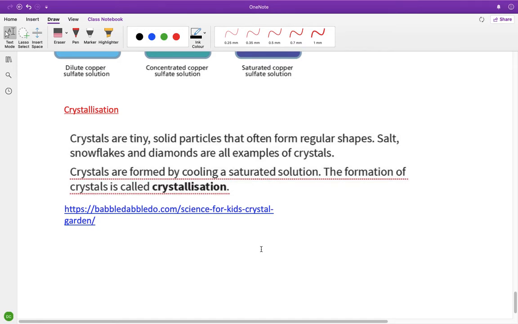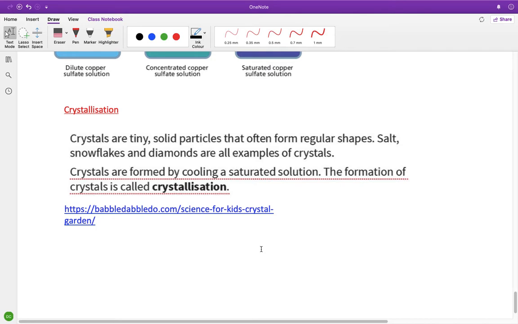Crystals are tiny solid particles that often form regular shapes. So I think when you hear crystals, you think of, I don't know, a fortune teller looking into one. It has examples there: salt, snowflakes and diamonds. I think you think more along the lines of diamonds when you hear crystals. But anything that forms a regular shape is called a crystal.